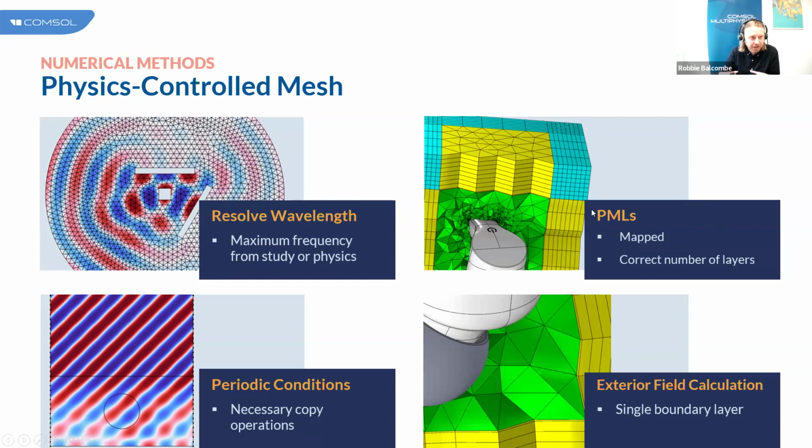So you will get a mesh that's optimized for performance in the PML. If you're modeling periodic problems, you will also get identical meshing on periodic boundaries. And if you're looking at calculating exterior fields, i.e. you want to extrapolate the solution outside of the computational domain, the physics-controlled mesh will also set up a matched layer of elements that will optimize the performance of this extrapolation process as well. So physics-controlled meshing will generate a fairly sophisticated mesh in terms of providing accuracy for your acoustic simulation.